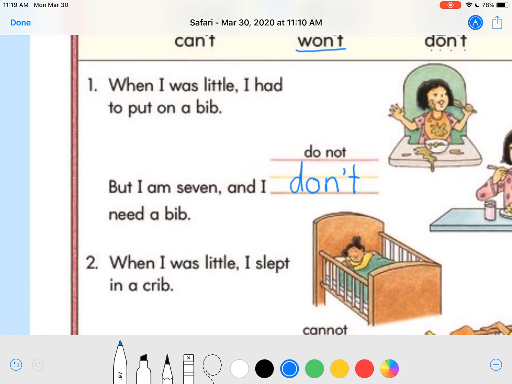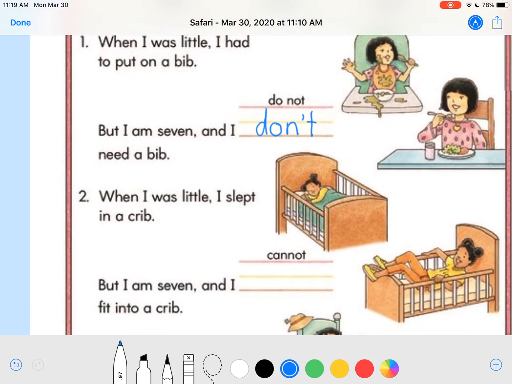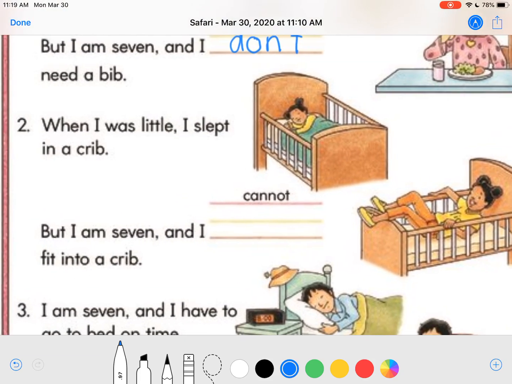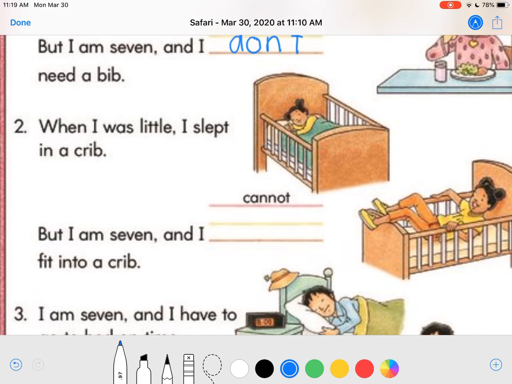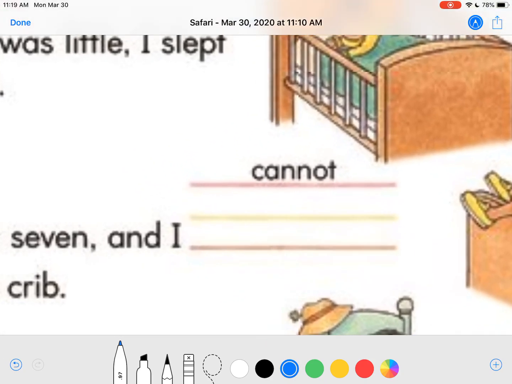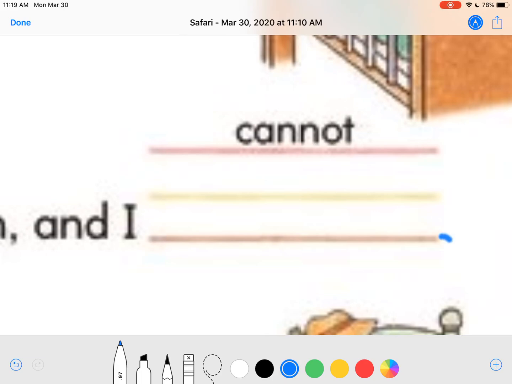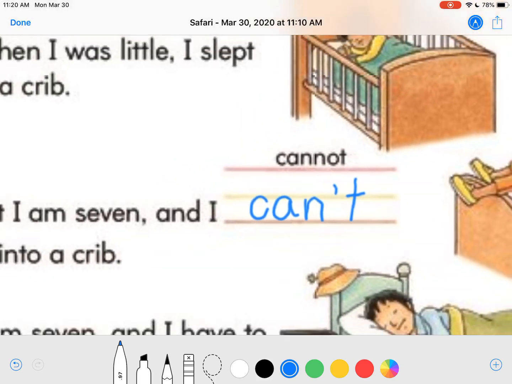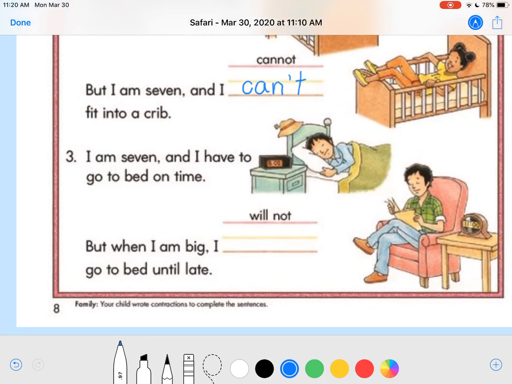Don't. I am 7 and I don't need a bib. Now let's look at number 2. When I was little, I slept in a crib, but I'm 7 and I cannot fit into a crib. And I can't. C-A-N apostrophe T. Can't. Are you using your Superkids letters?